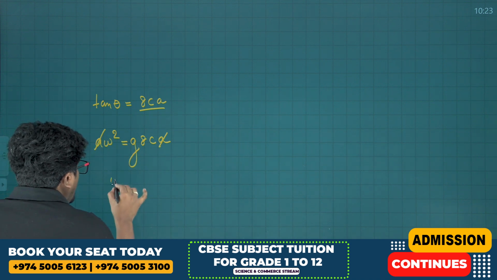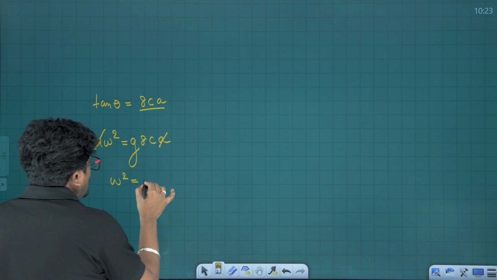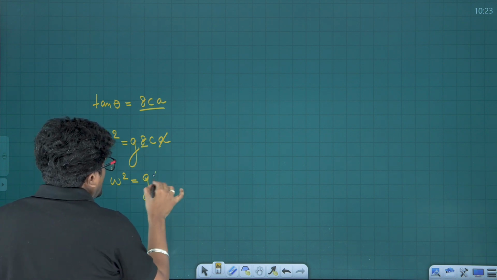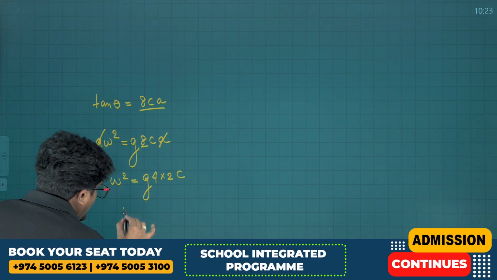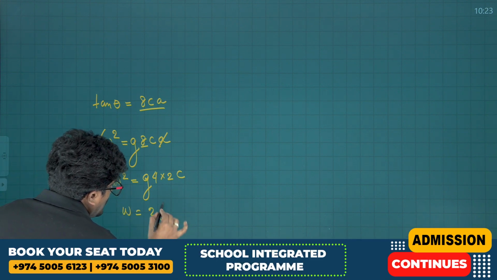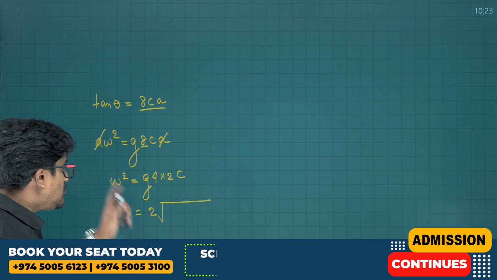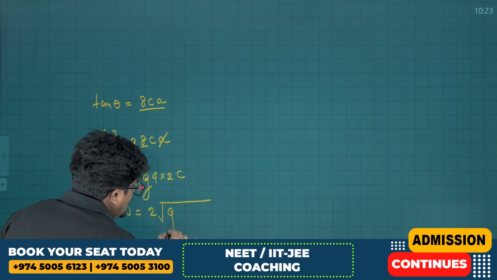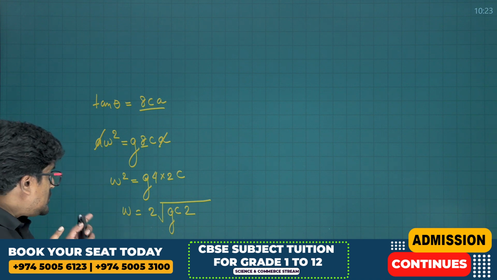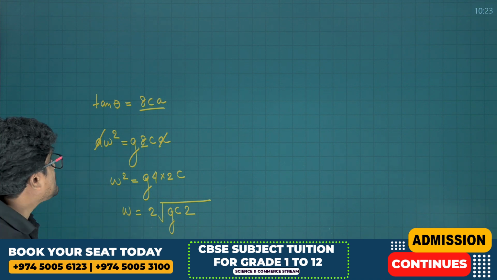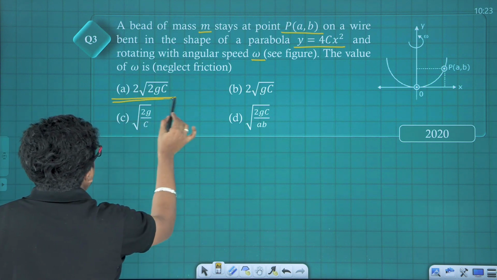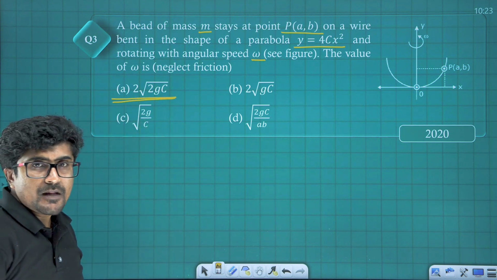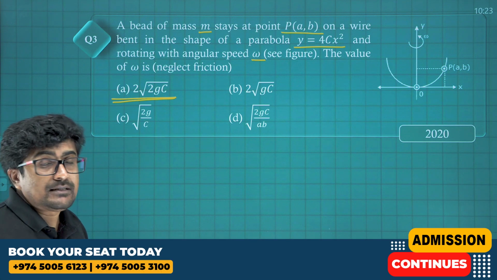Alright. So, omega square is now g into 8, which can be written as 4 into 2 into c, which means omega equals 2 into root of g into c into 2. That is omega equals 2 root of 2gc. That means option A is going to be the correct answer in this case. Now let's move to the next, that is question number 4.